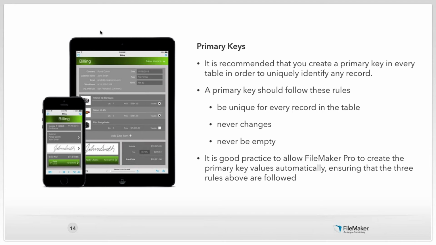So let's look at the sort of laws, if you like, or at least the top three. A primary key should have the following things about it. It should be unique for every record in the table. So let's pick on customers, it's a nice easy one.